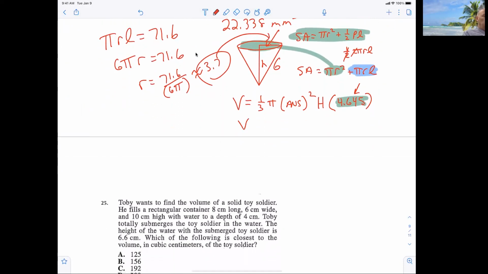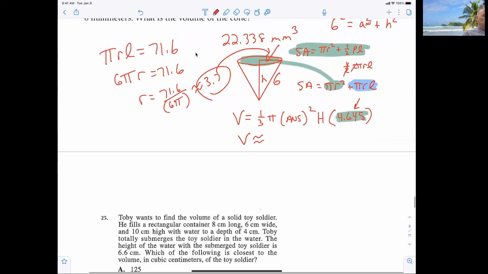So then the volume in terms of pi is roughly what, guys? Well, I have a big difference. What is it? 21.9.